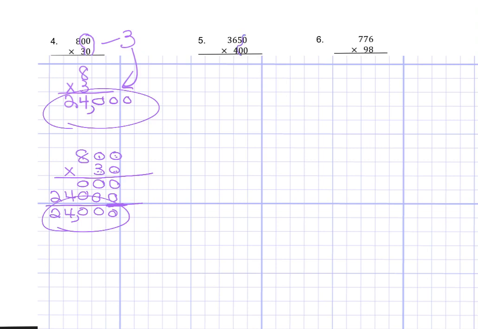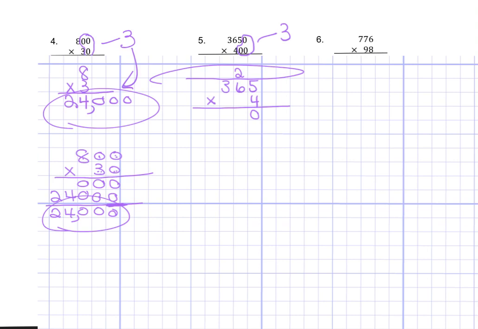Same thing for this one. I can remember that I have 3 zeros, and I have 365 times 4. So we like this one much better. 4 times 5 is 20, so I bring the 0 down, and I put the 2 up for the addition bubble.